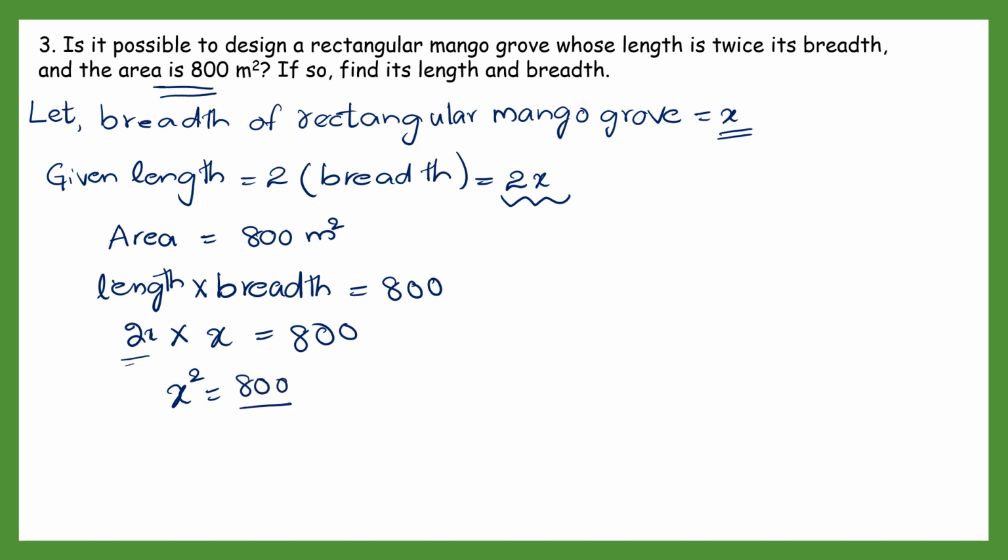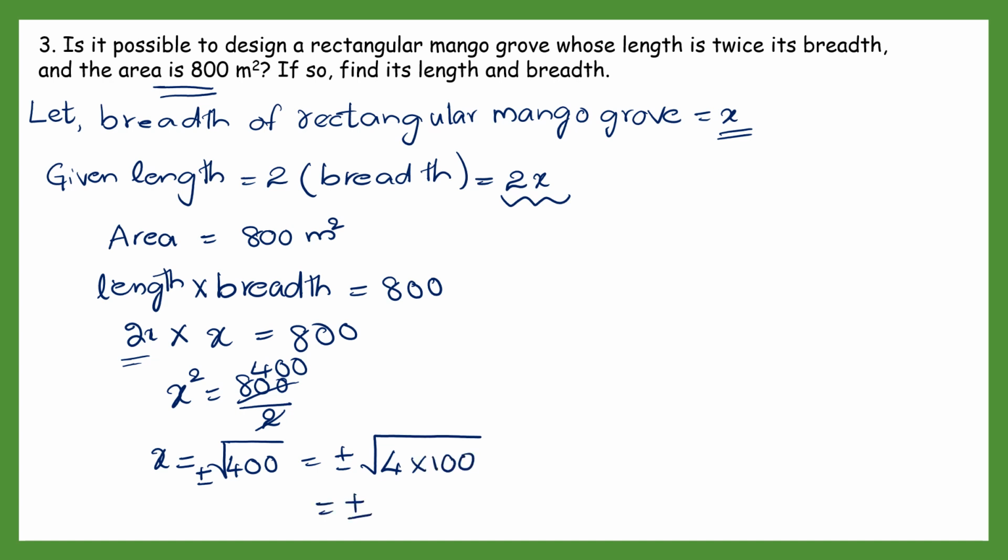2x square equals 800. This 2 is on left side of the equation. If it comes to the right side, it will become divided by 2. 2 ones are 2, 2 400s. So x is equal to what? Plus or minus root 400. So this is equal to plus or minus root of 4 into 100. Root 4 is what? 2, into root 100 is 10. So you got plus or minus 20. You got two values for x. X is equal to plus 20, the other is minus 20.